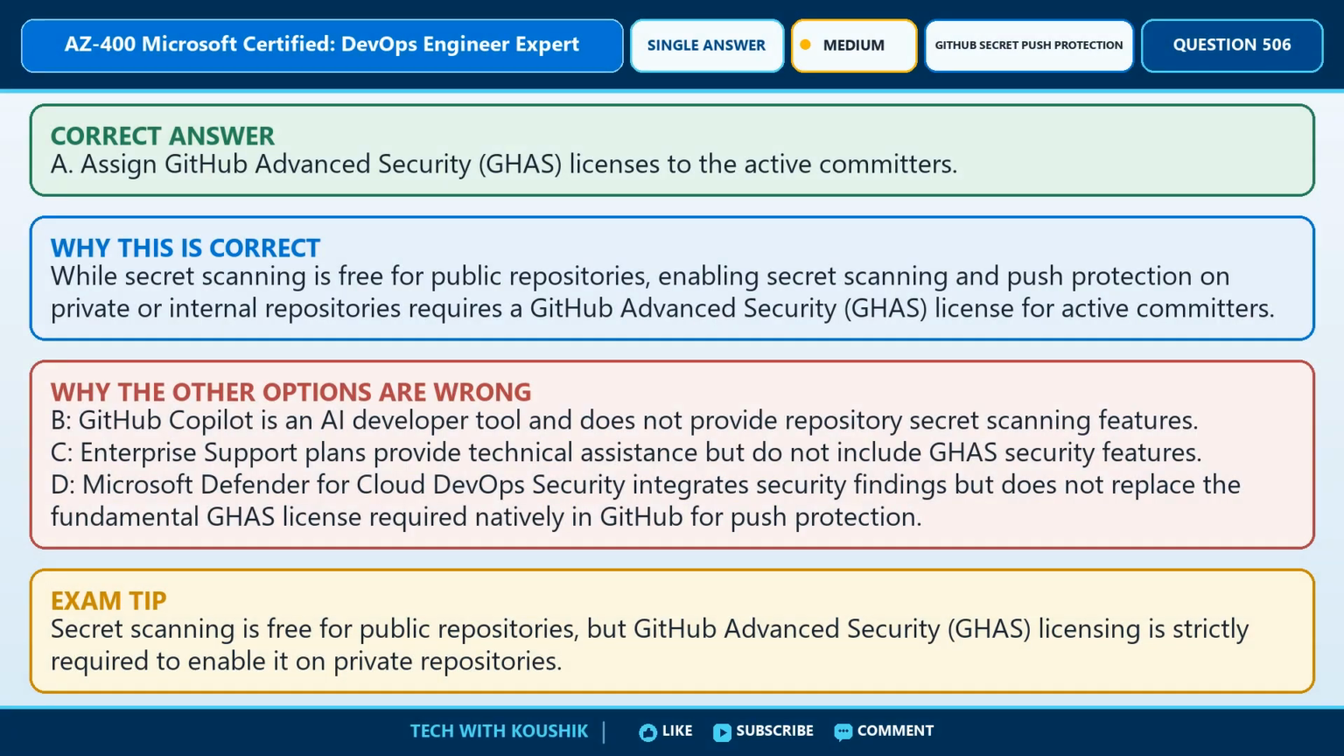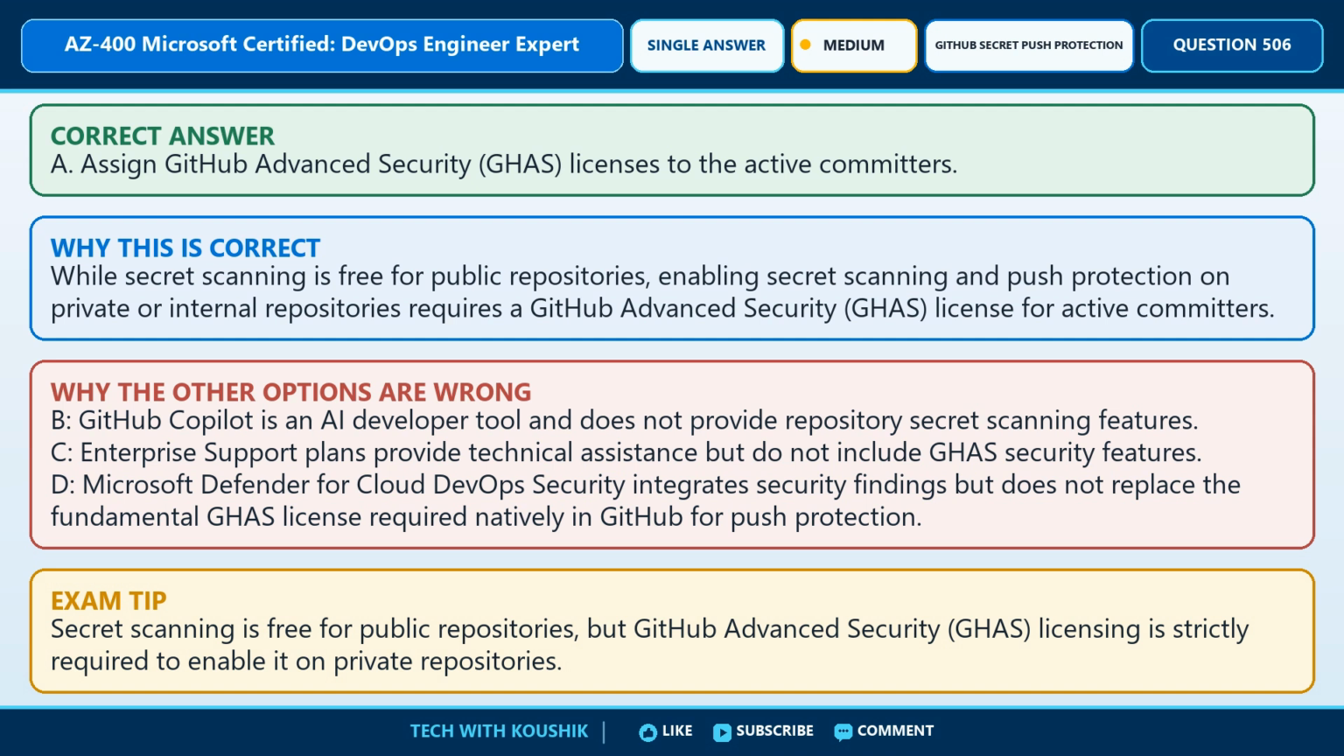The correct answer is option A. Assign GitHub Advanced Security, GHAS, licenses to the active committers. Here's why. While secret scanning is free for public repositories, enabling secret scanning and push protection on private or internal repositories requires a GitHub Advanced Security, GHAS, license for active committers.